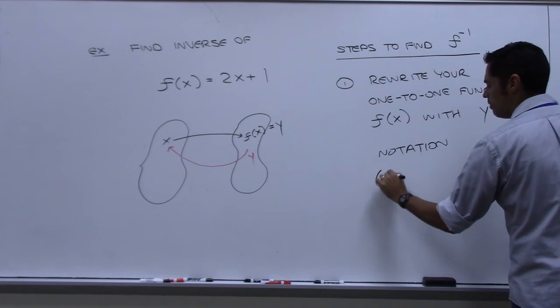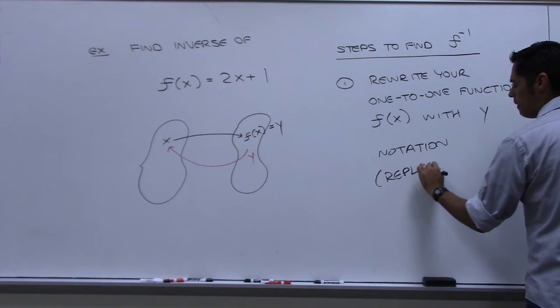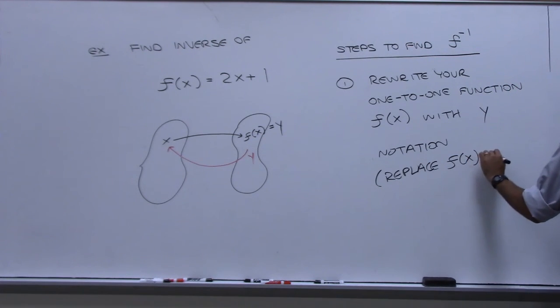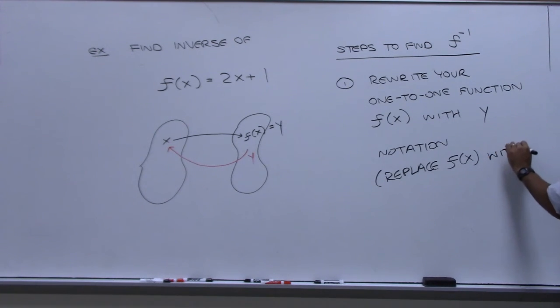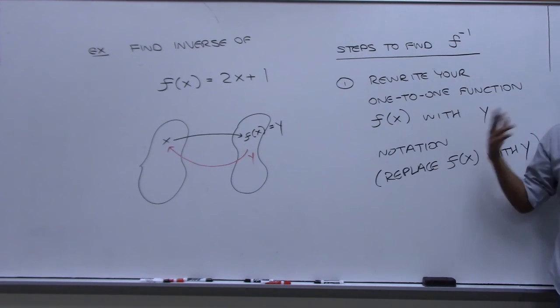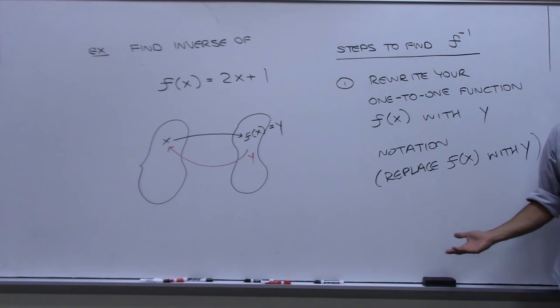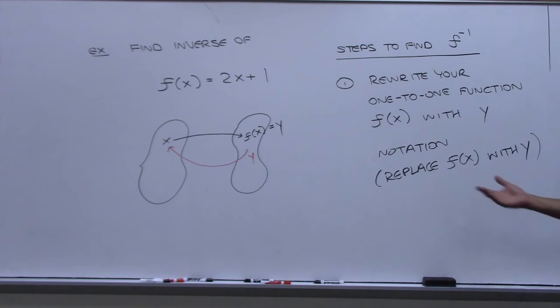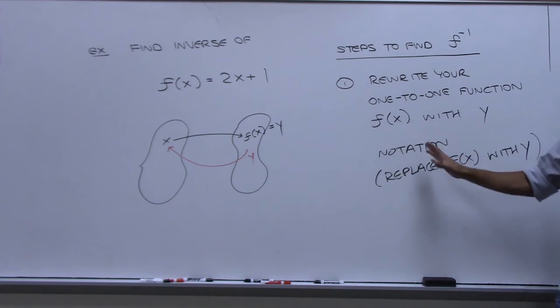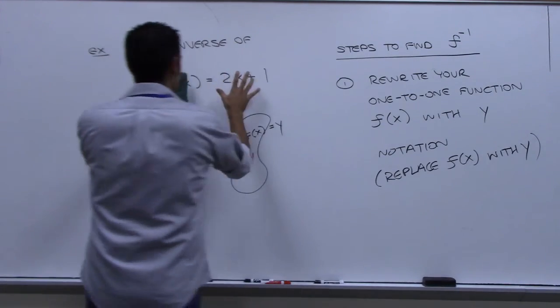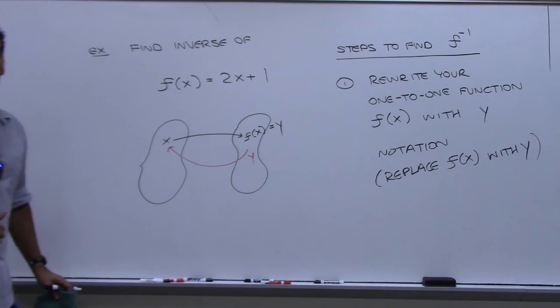What do I mean here? Replace f of x with y. That's all I mean. But I said some things in here that are important. Rewrite your one-to-one function. So assuming that what you're looking at is a one-to-one function, which means it does have an inverse, right? Because there's no sense in trying to find an inverse of a function that doesn't have an inverse. So all we're going to do is look at the function, and we're going to replace the f of x with a y. All right?